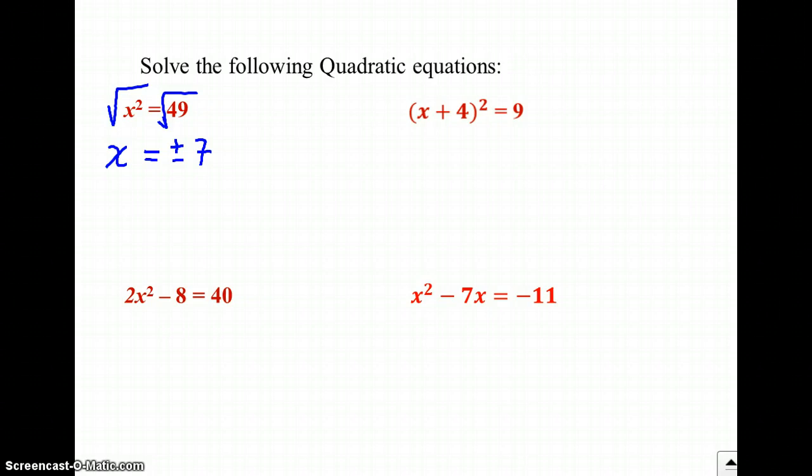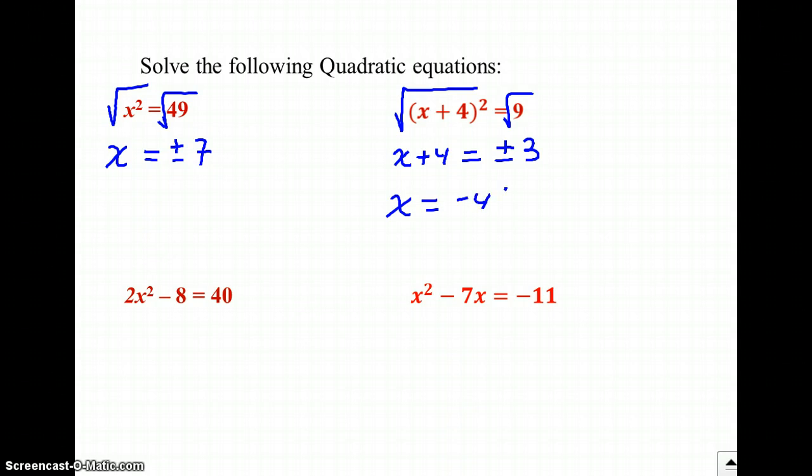I'll do the same thing for the next one then. Take the square root of both sides. The square root of (x plus 4) all squared is x plus 4. The square root of 9 is plus and minus 3. And now we're going to subtract 4 from both sides. And we get two solutions for x. Negative 4 plus 3 is negative 1, or negative 4 minus 3 is negative 7.